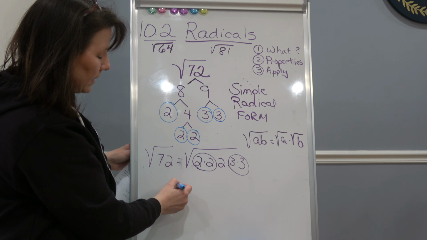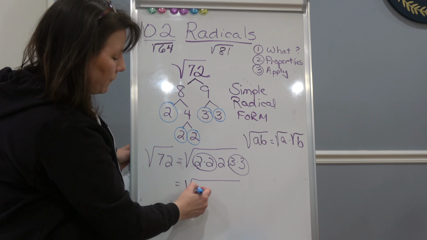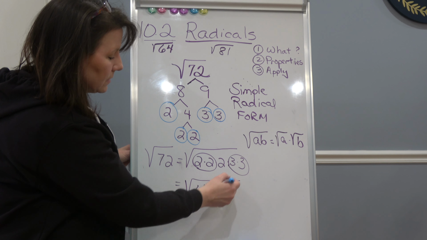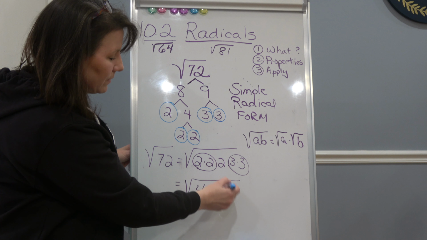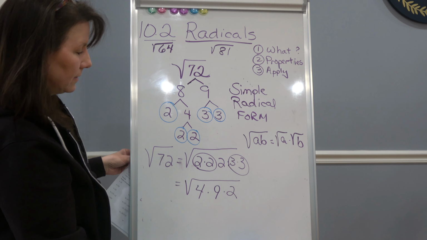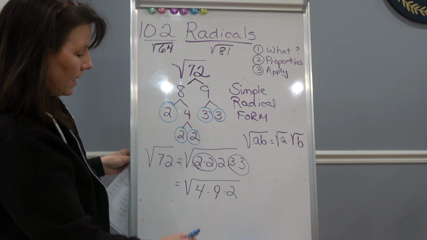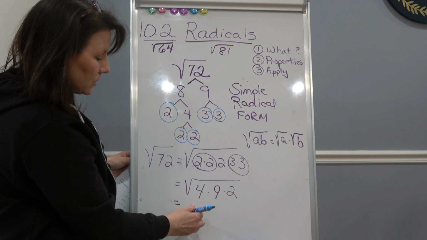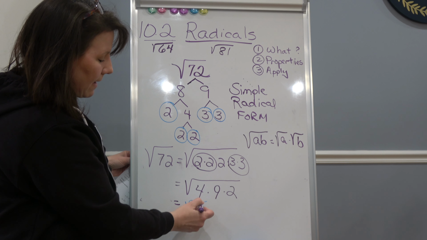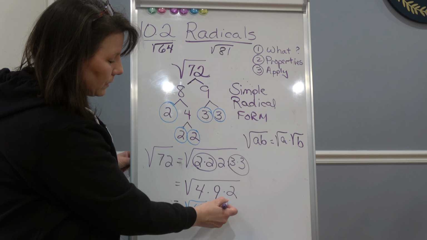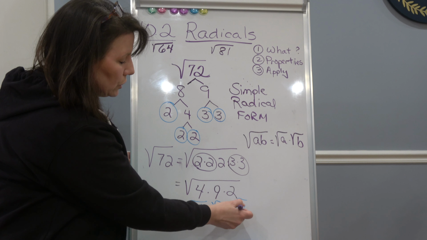So I could rewrite this as the square root of 4 times 9 times, I'm going to put the 2 last. And because we can break this apart, we can rewrite this as the square root of 4 times the square root of 9 times the square root of 2.